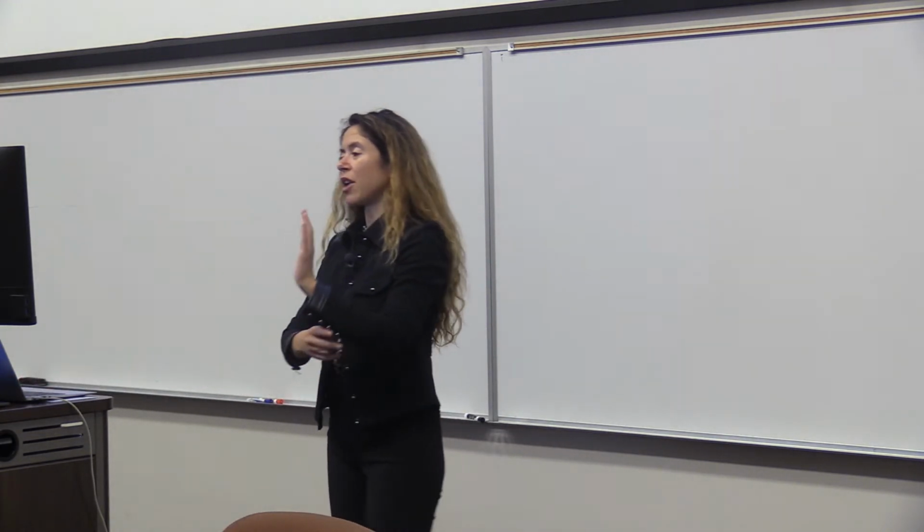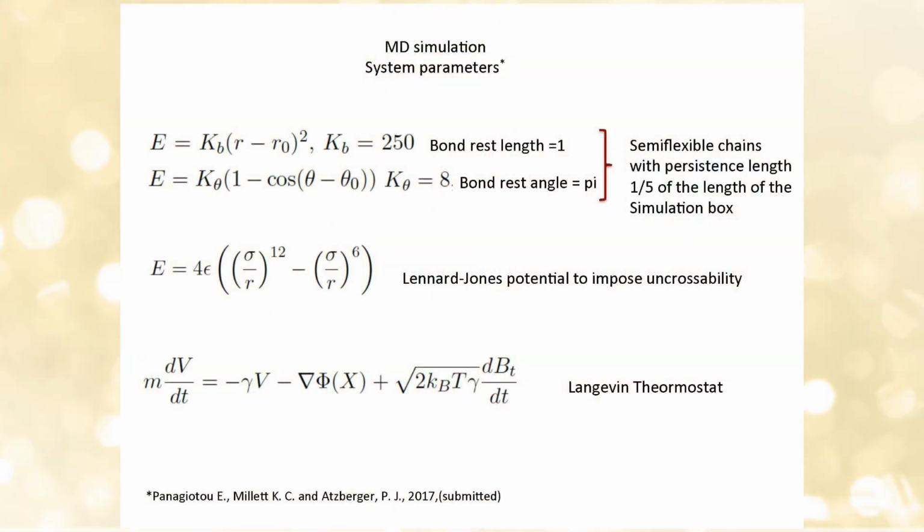These are some simulation parameters. We will have harmonic bonds and harmonic angle constraints. So we will have semi-flexible chains, a Lennard-Jones potential to impose uncrossability, and we will have a Langevin thermostat. We will be using LAMMPS for the simulation. And what we will do is an oscillatory shear experiment.